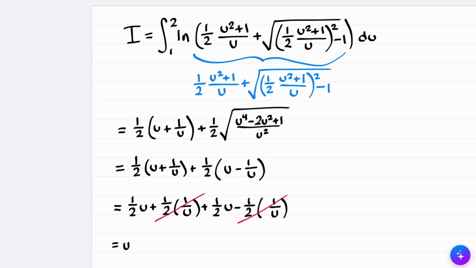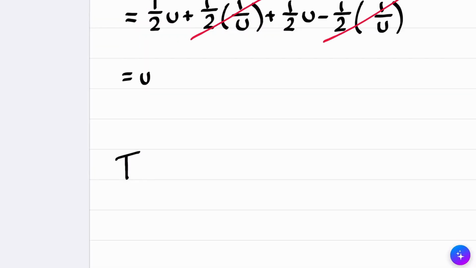We're almost done. So if I rewrite our integral down here, it's going to be the integral from 1 to 2 of the natural log of u with respect to u. And that's it. That is what we now have to integrate. So that whole big inverse hyperbolic secant has reduced down to this simple form here, and we're almost done.